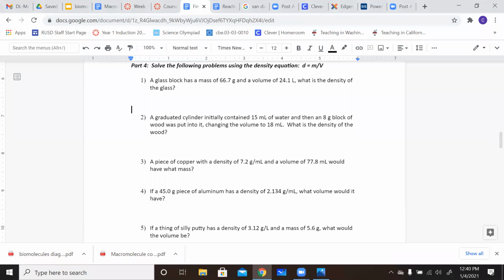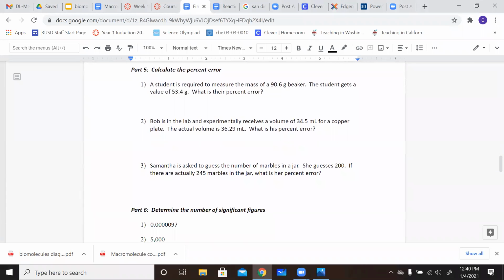Okay, next part, calculating percent error. Percent error is something that you may have forgotten how to do, but that's okay. So here's how we're going to deal with that. When we write out the formula for percent error, you can see it in a couple of different ways, but they all mean the same thing.